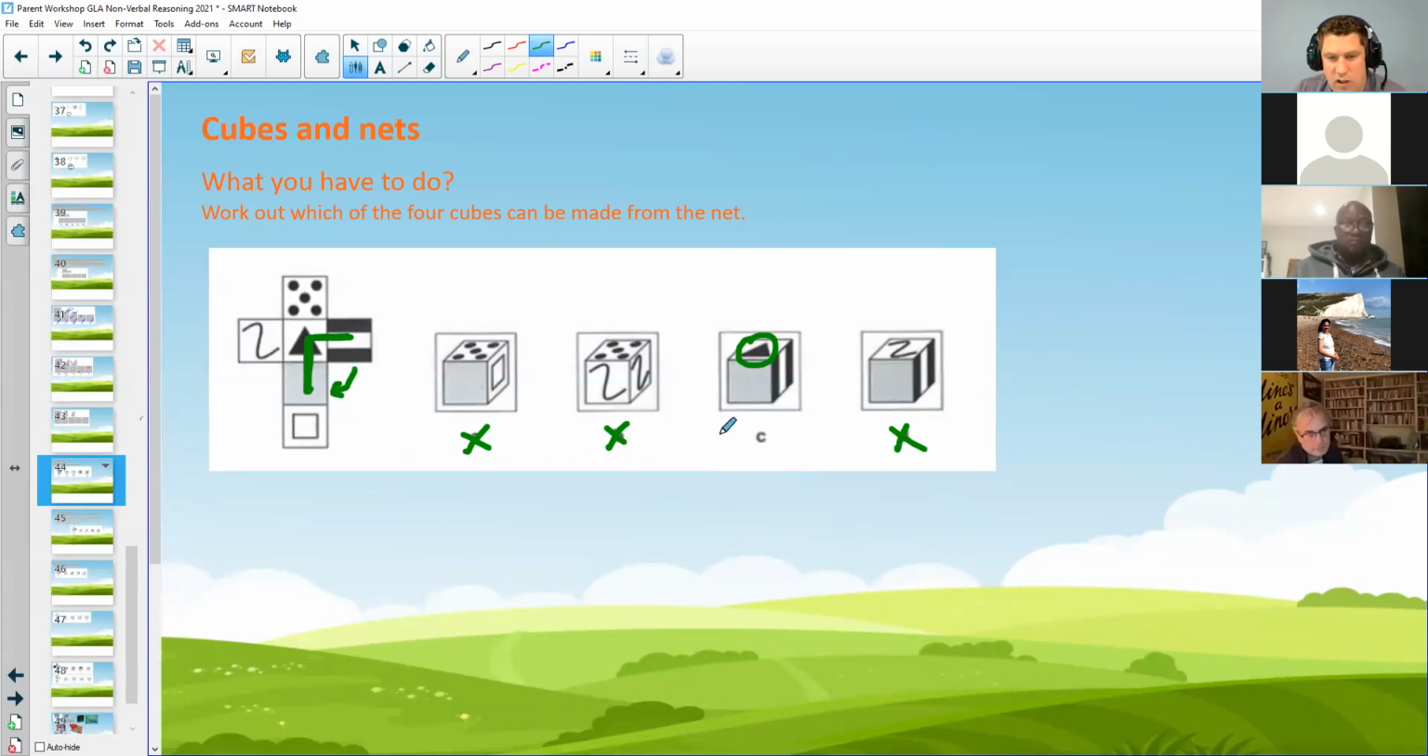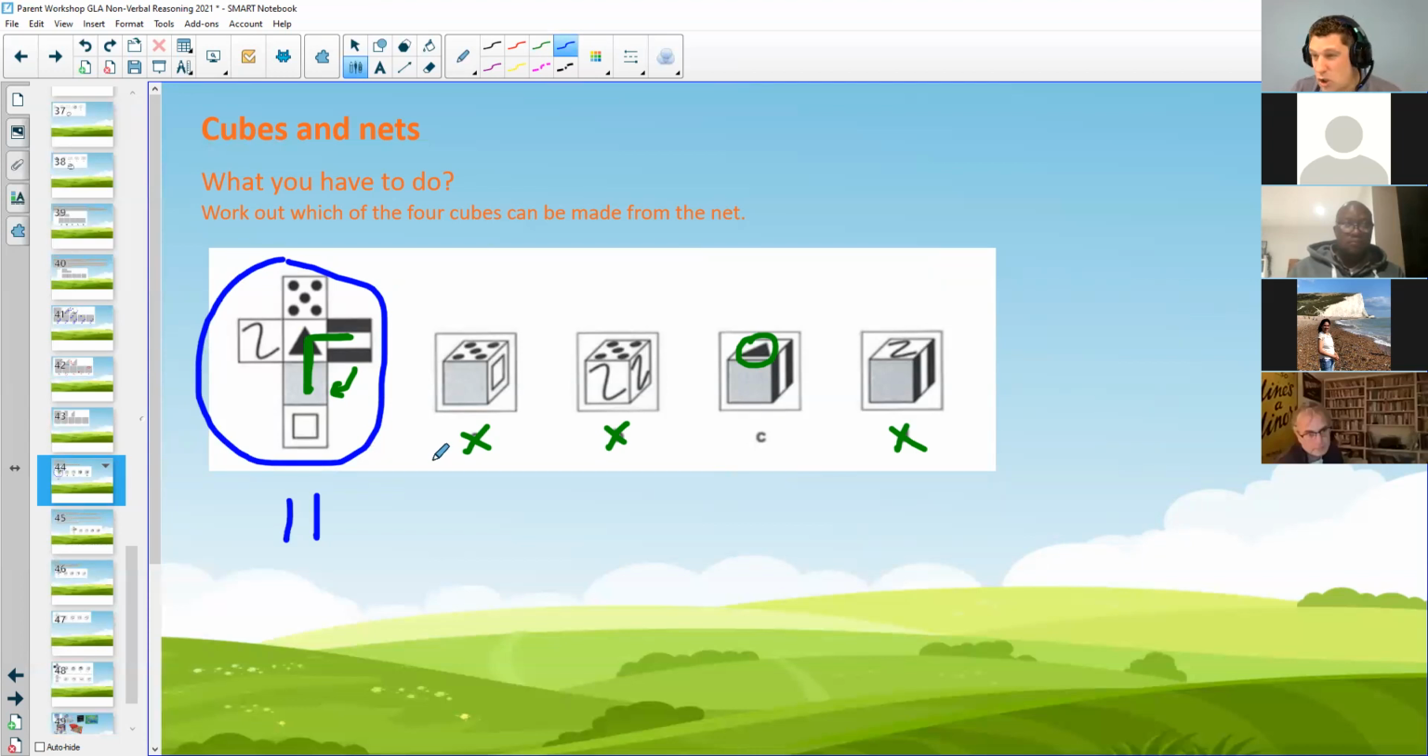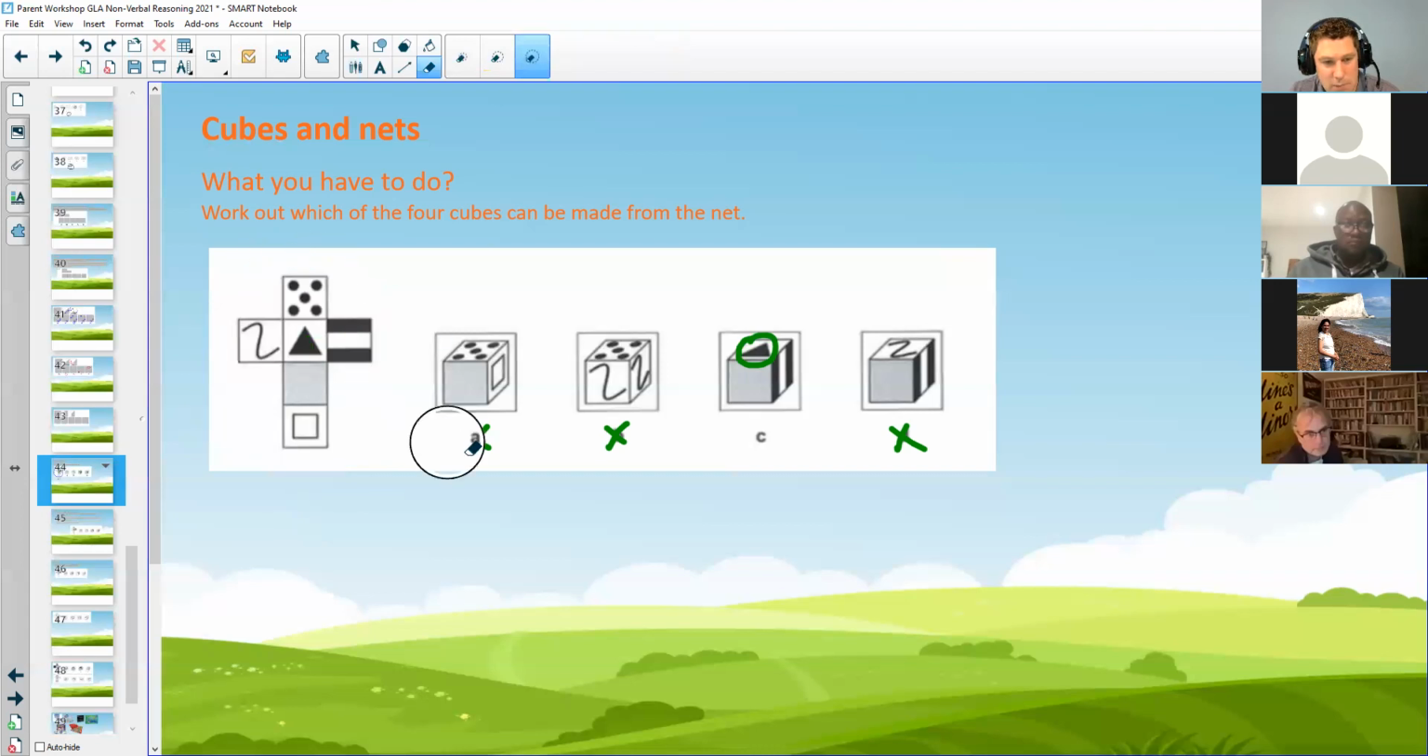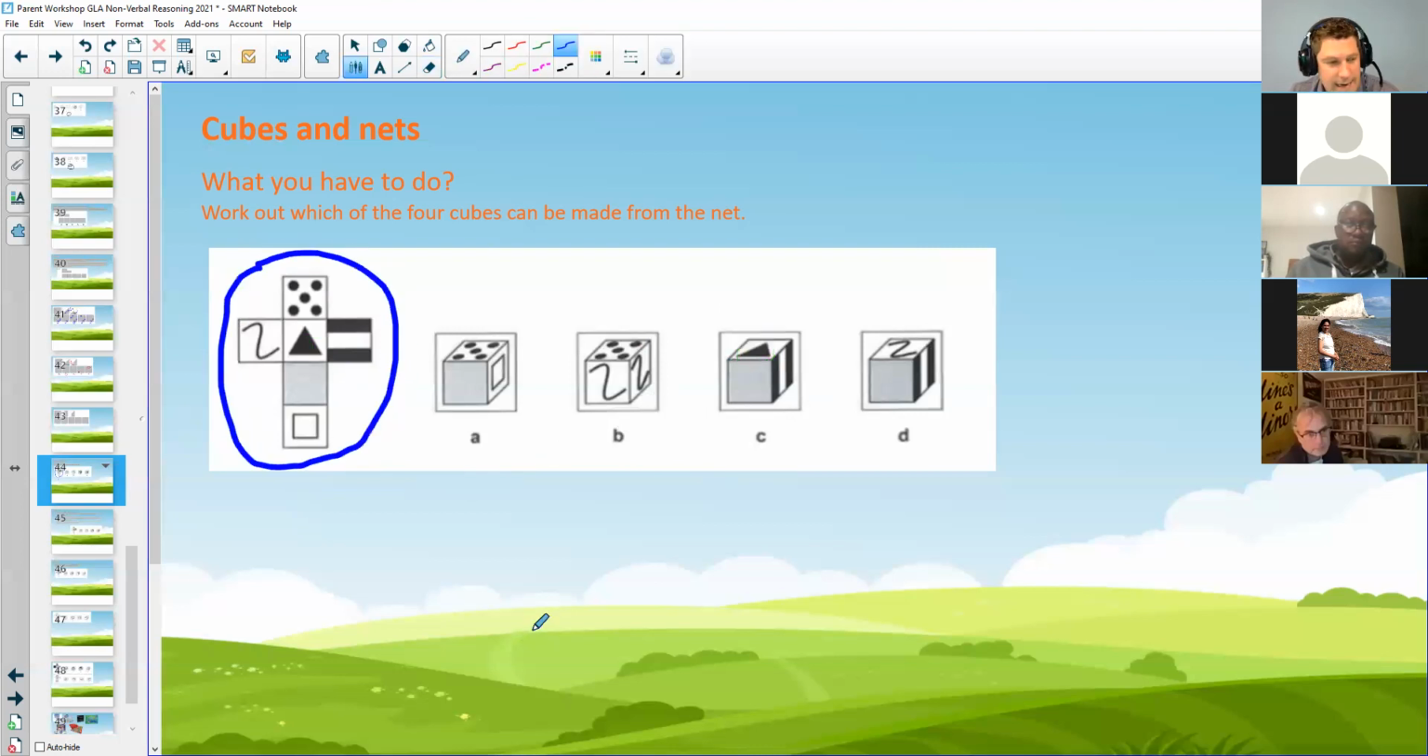We do also need children to be aware of the different types of net that you can get. Now, there are 11 different styles here of net that you can actually have in cubes and nets questions. So there are lots of different variations, but there are 11 different ways of folding up the faces to make a cube. And we will expose children to those different types. The most common, though, is the one that we're looking at the moment, which is a T-shaped net. Okay, so this T-shaped net here is the most common type.